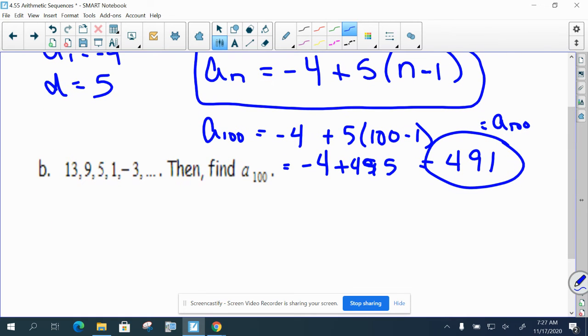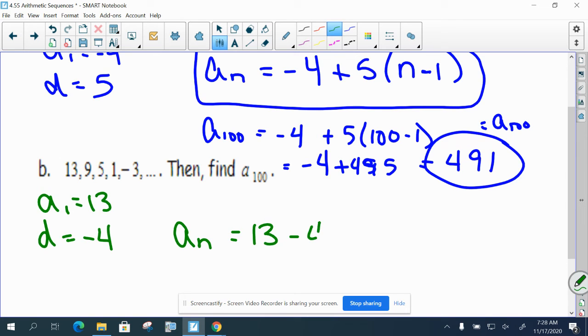Okay, part B. 13, 9, 5, 1, -3, and then find a sub 100 again. Here, your first term is 13. Your common difference is -4, because you're decreasing 4 each time. So then the equation would be a sub n equals 13 minus 4 times n minus 1.